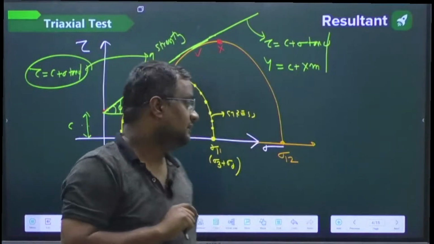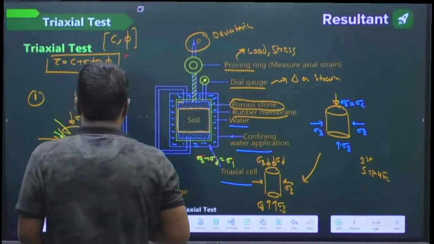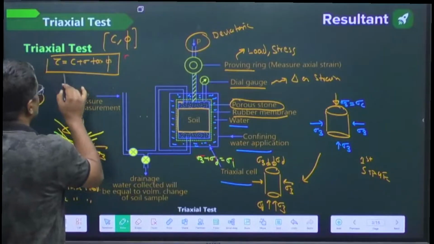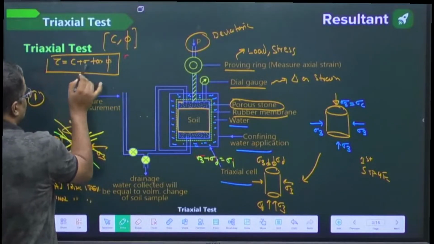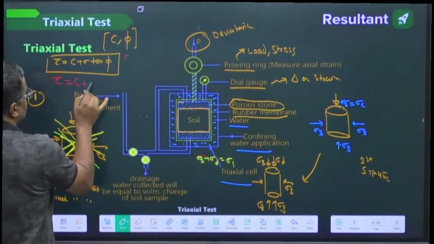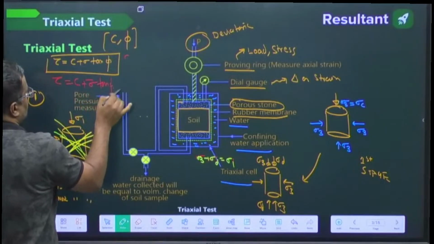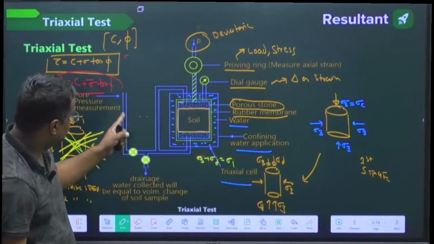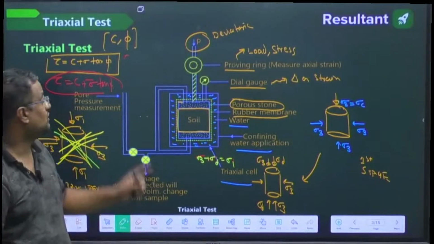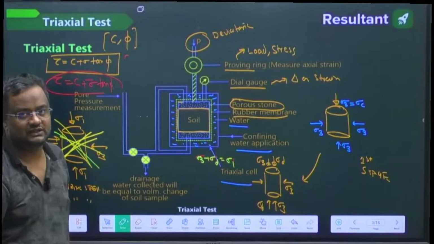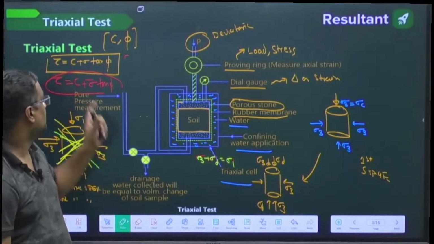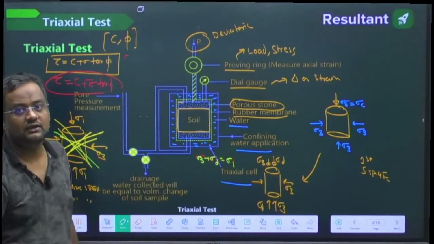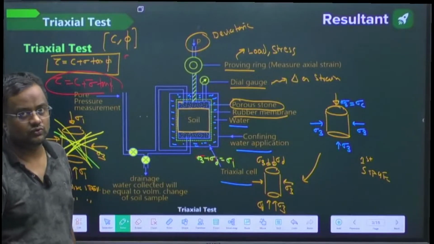Now, why is the triaxial test a universal test? Because you can find c and phi, and also c prime and phi prime with effective stress. You can measure the pore water pressure also; there is a piezometer from which you can measure it. So you can work on total stress parameters and also on effective stress parameters.